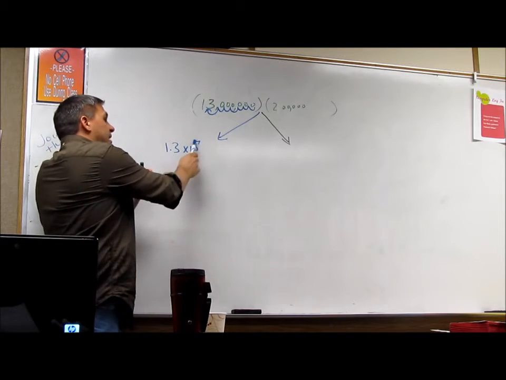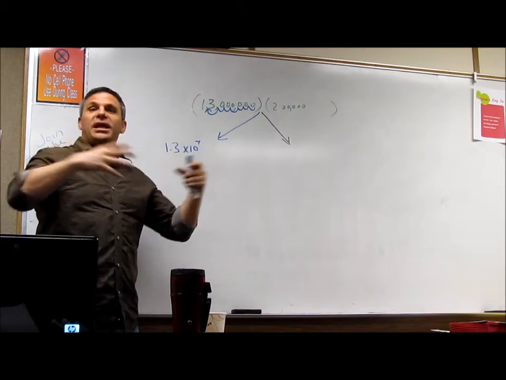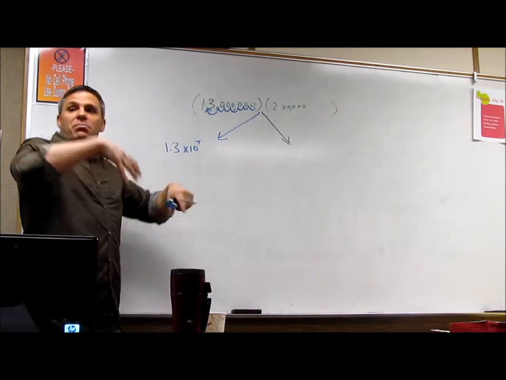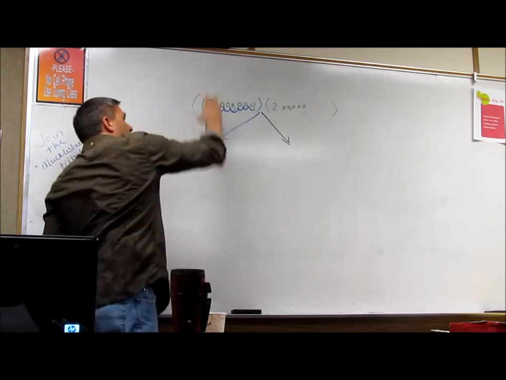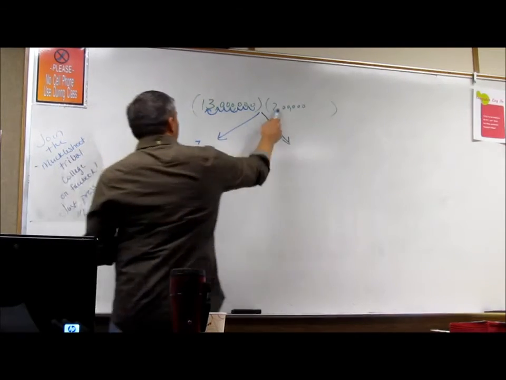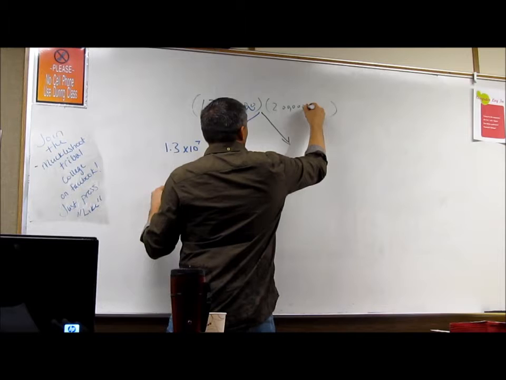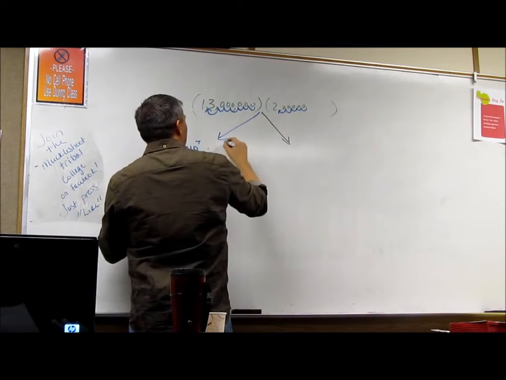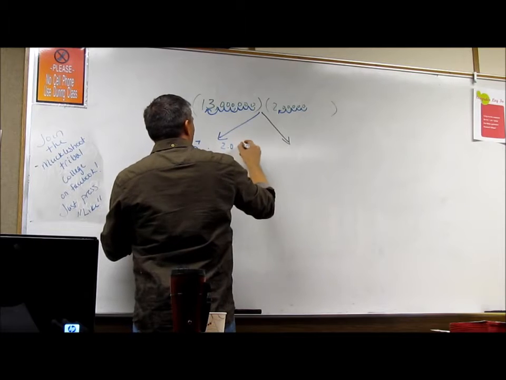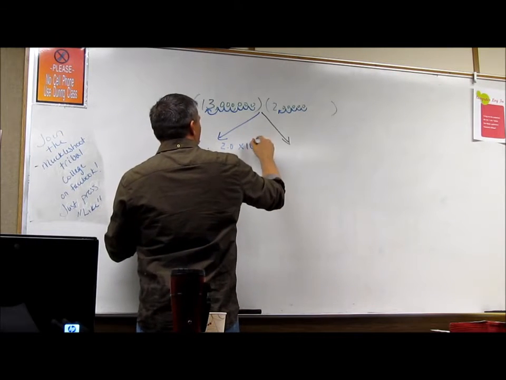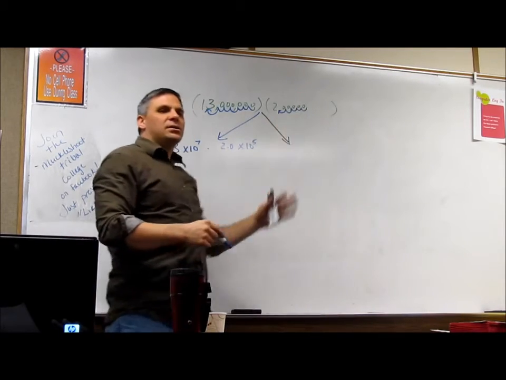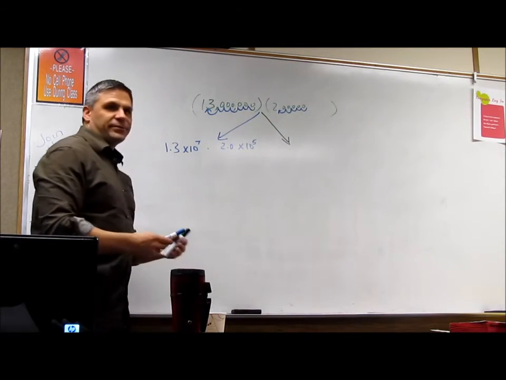Bigger. So this stays positive. So I'm multiplying it by tens in order to get it back up to there. That makes sense? I'm multiplying it by tens to get it bigger. Okay? And then I've got to move this one. 1, 2, 3, 4, 5. So times 2.0 times 10 to the 5th. So again, it's becoming bigger, so it's going to stay positive.